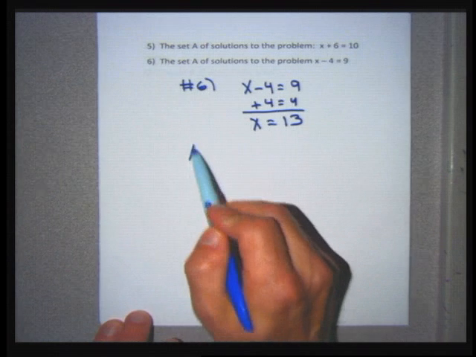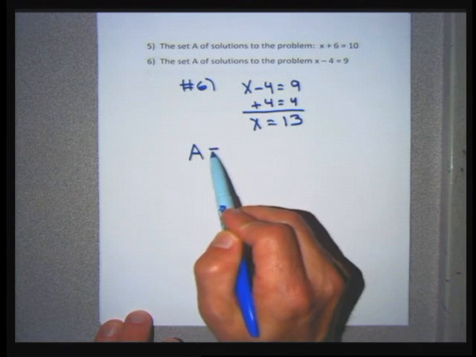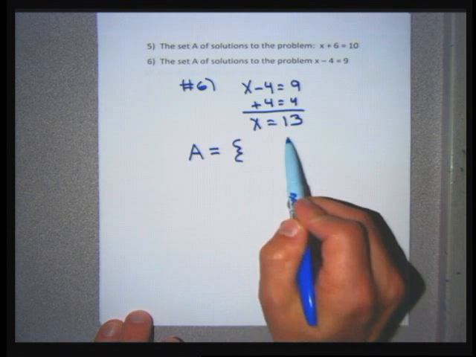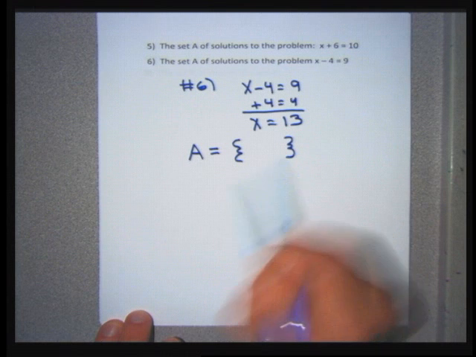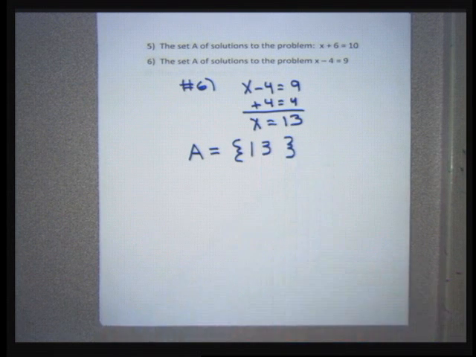And when I go to write my answer to number 6, I'm going to write A because that's the name of the set. I'm going to write an equal sign. And then generally when we're listing the elements of sets, we put those elements inside set braces. And the only solution to this is the number 13, so there's only one element of the set A.